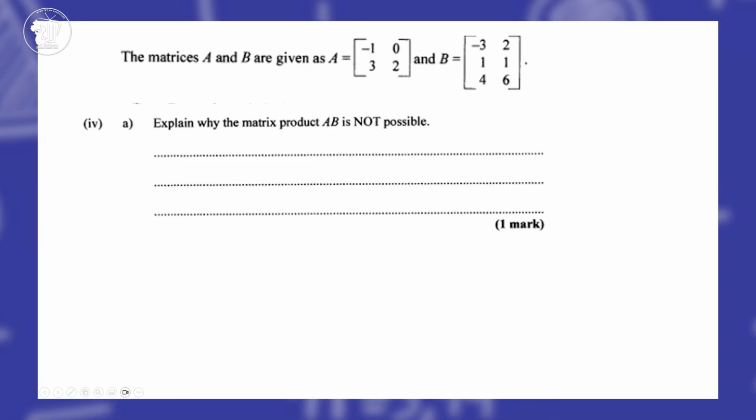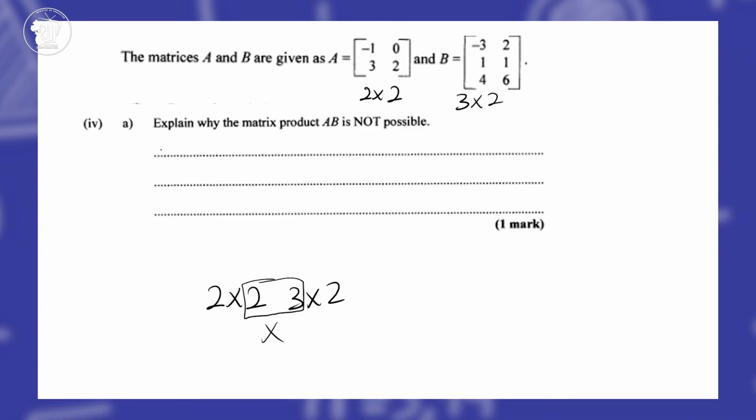So the next question says, we have the same set of matrices. We want to explain why the matrix product AB is not possible. So here we see A and this is B. A has 2 rows and 2 columns. And the matrix B has 1, 2, 3 rows and 2 columns, so this is a 3 by 2. So we have a 2 by 2 matrix and a 3 by 2 matrix. For these two matrices to be compatible, these two numbers must be the same. As you can see, these two are not the same, so they are not compatible for multiplication.